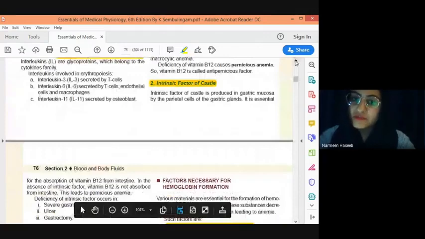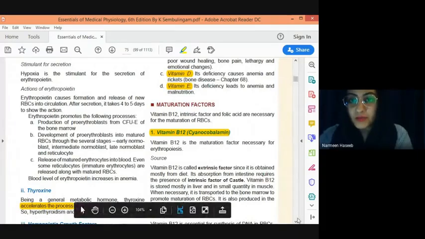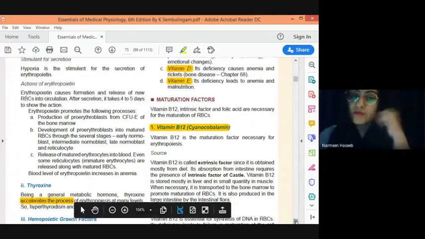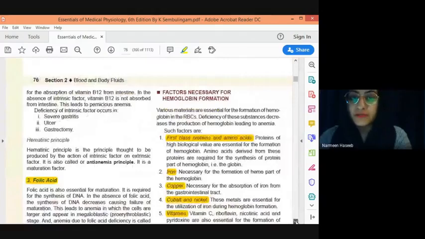Then come the maturation factors. Which factors are important for RBC to become mature, to pass from the stage of reticulocyte to mature RBC? That is vitamin B12, known as cyanocobalamin. Also, it is intrinsic factor of Castle and folic acid. So these are the factors. Again, you only need to learn their names.